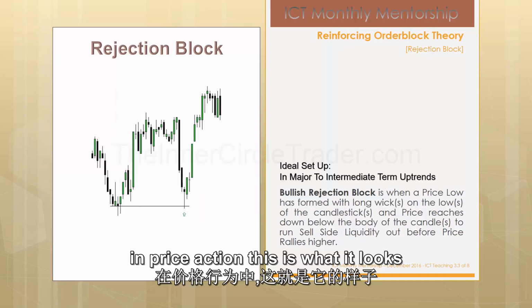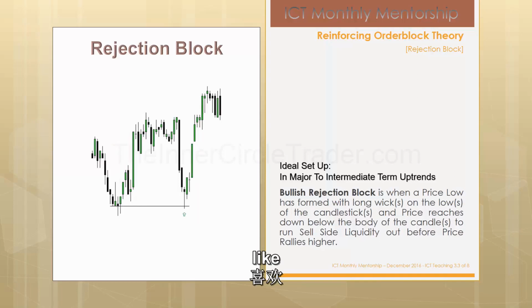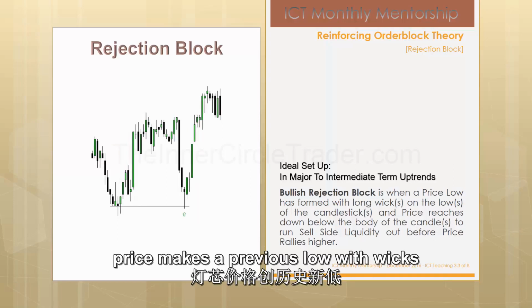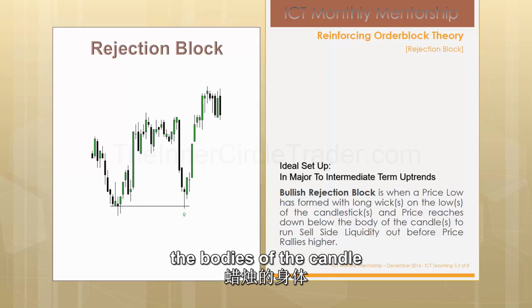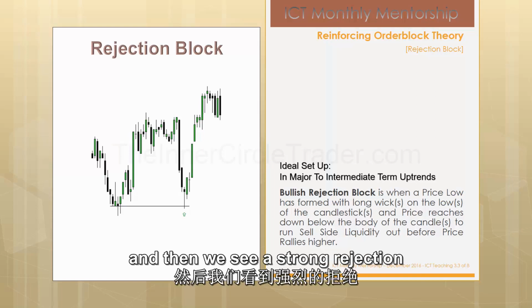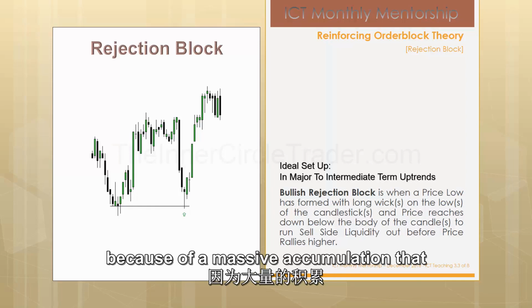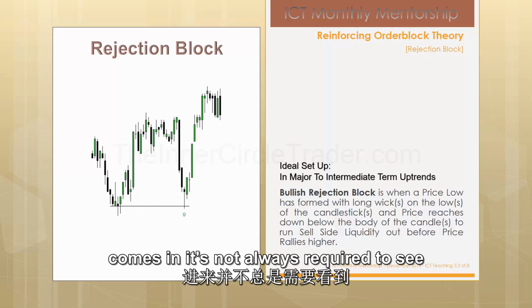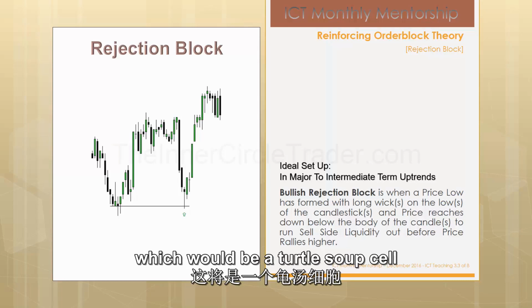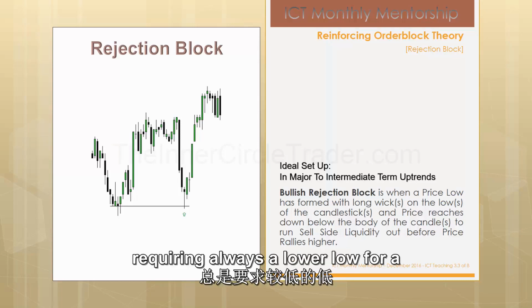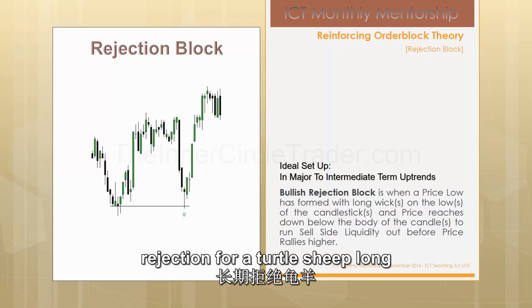In price action, this is what it looks like. Price makes a previous low with wicks. Market comes down, trades down just below the bodies of the candle. And then we see a strong rejection because of a massive accumulation that comes in. It's not always required to see a higher high for a failure swing, which would be a turtle soup sell, or requiring always a lower low for a rejection for a turtle soup long.